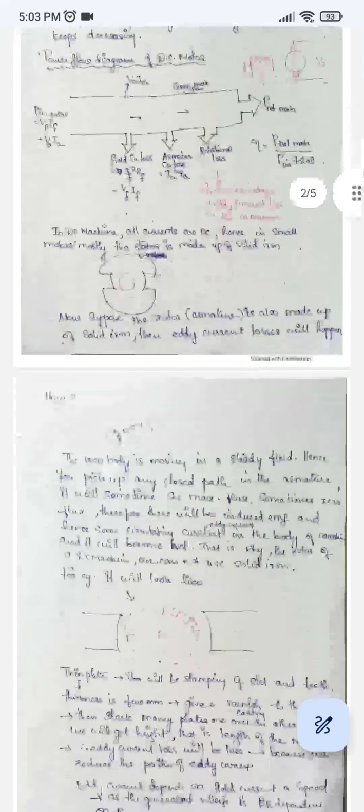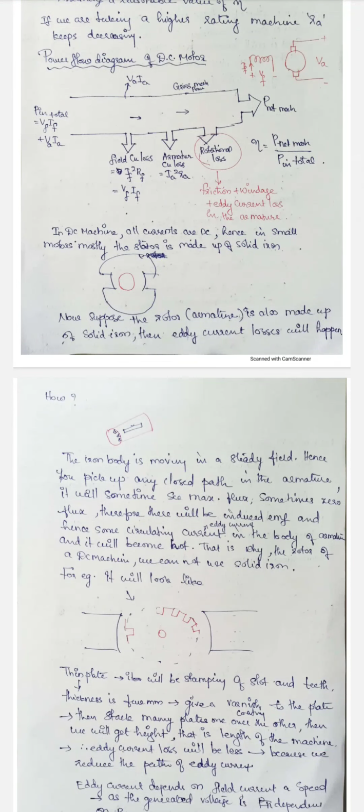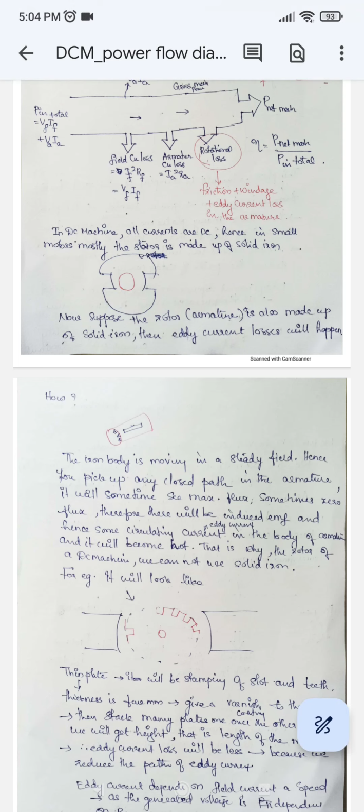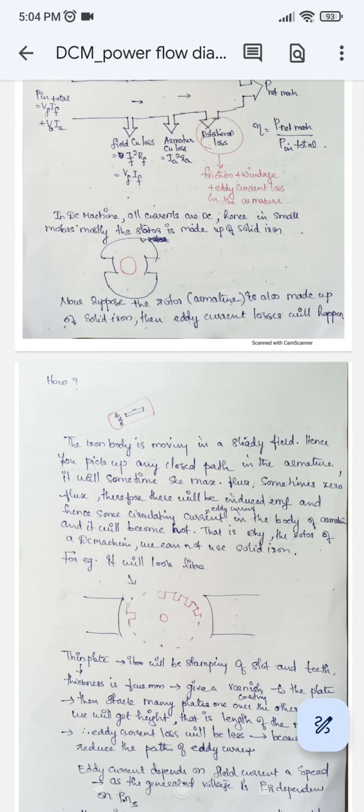Now in a DC machine all currents are DC, which we know, right? So in small machines mostly the stator is made up of a solid iron, a single iron piece which is cut into whatever structure we require. Correct? A solid iron piece as shown in this particular diagram. Now suppose what happens if the rotor armature is also made up of a solid iron?